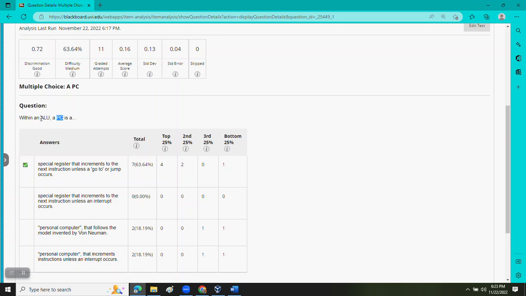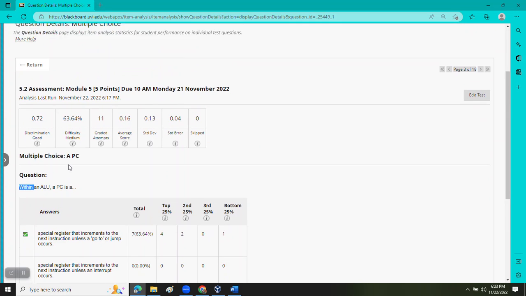So if you think about it, the ALU is a component of the CPU, which is a component that's installed in the socket of a motherboard, which is inside a personal computer. So the key to understanding this is within an ALU.